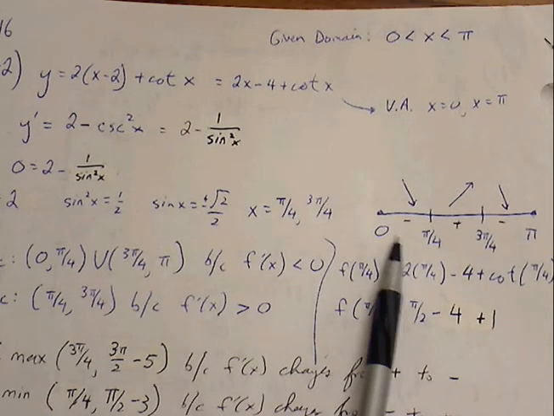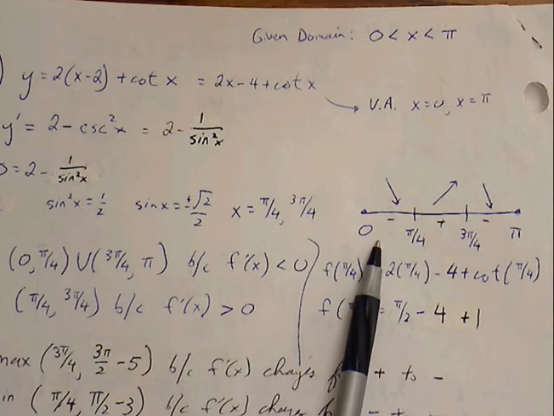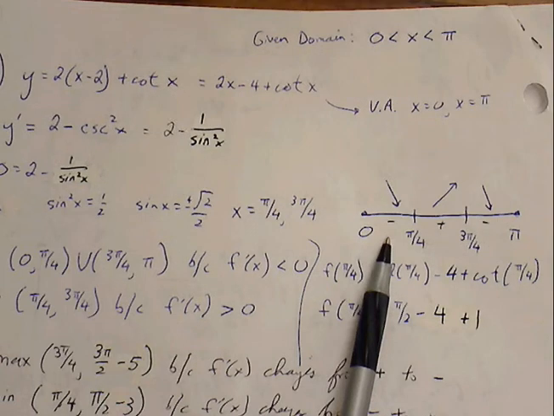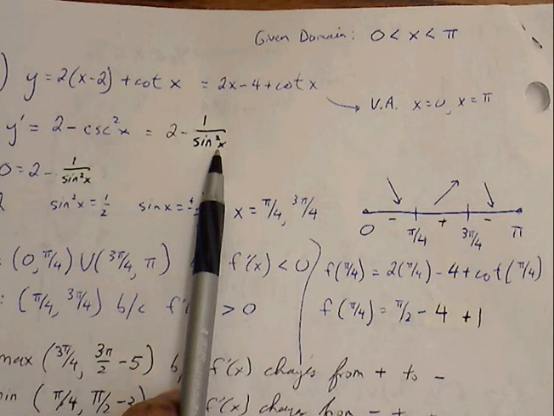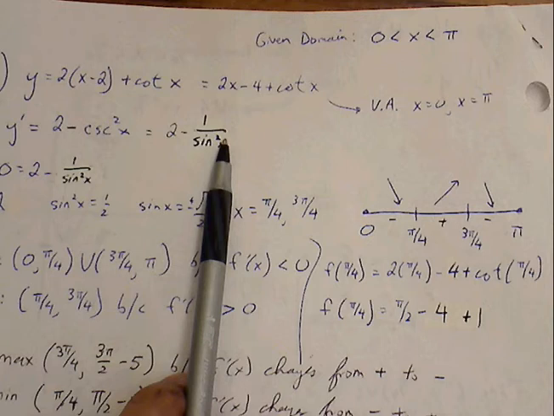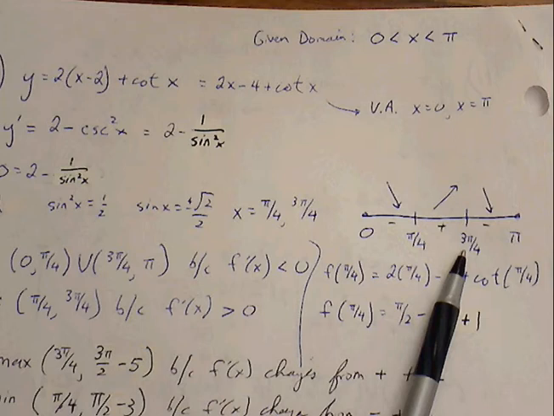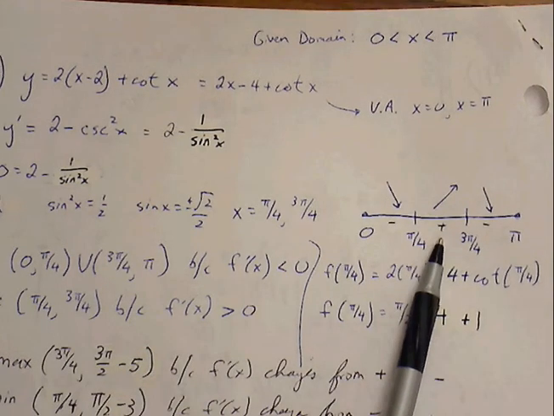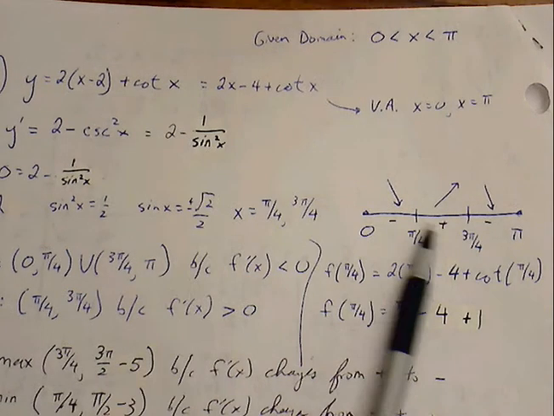So if I choose a value between 0 and pi over 4, let's say I chose pi over 6. Right? If I choose pi over 6, sine of pi over 6 is going to be 1/2, and so 1/2 squared is going to be 1/4, and if I flip that, that will become 2 minus 4, which is negative 2. So I know I'm going to get a negative value in this interval. Here between pi over 4 and 3 pi over 4, I can choose pi over 2. Right? Sine of pi over 2 is 1, 1 squared is 1, 2 minus 1 is 1, so that's positive.